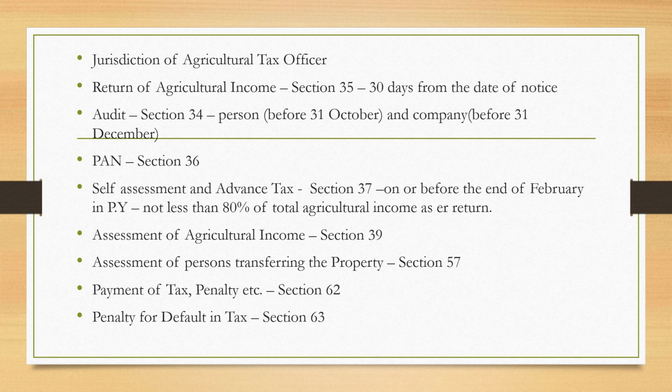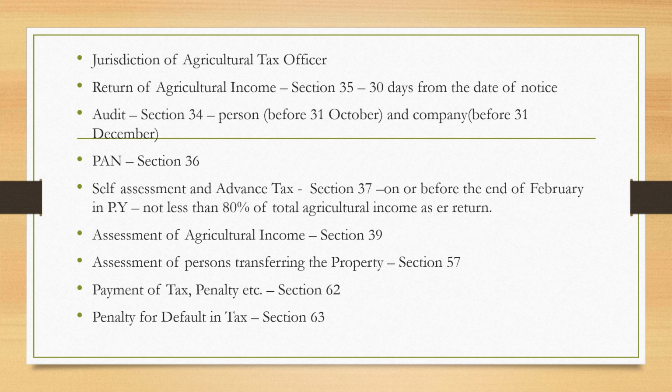Now, self-assessment and payment of advance tax, that is discussed under section 37. Every person liable to furnish a return shall apply advance agricultural income tax on or before the end of February of the previous year on the estimated total agriculture income, which shall not be less than 80% of the total agriculture income as per return. So here advance tax is paid on the estimated total agriculture income, and that should be on or before the end of February of the previous year, and this estimated agriculture income shall not be less than 80% of the total agriculture income as per the return.